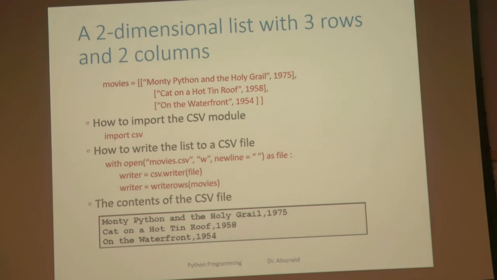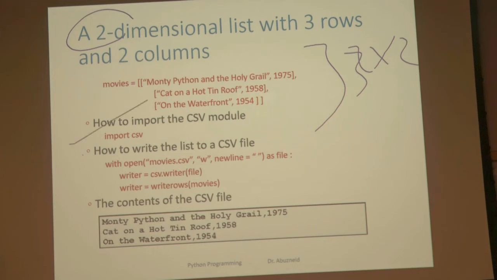So let's pretend that we have a 2-dimensional list. Call it a list of lists, a 2-dimensional list, as you see in here. What does it have? The movie and the year, for example, right? So what is the size of this list? It's like 3 times 2, right? All right. So how to import?